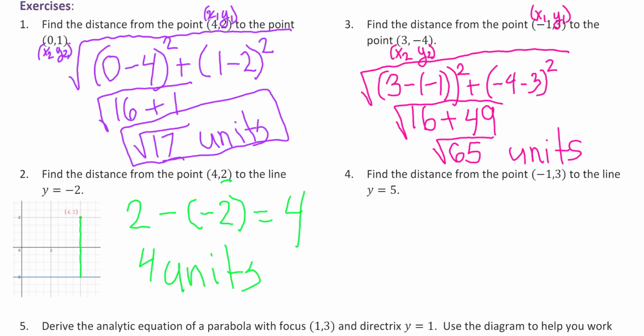We can simply take the y value of the point, which is 3, and subtract from it the line. So 3 minus 5 would give us negative 2, but since we're talking about a distance, that distance would be 2 units.